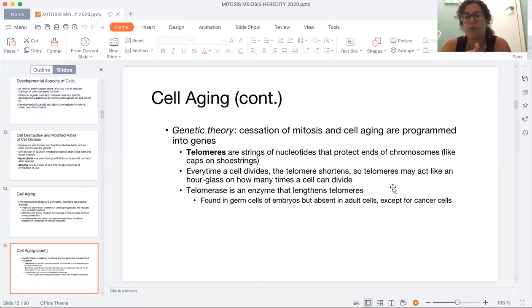There's an enzyme called telomerase, and what it does is lengthen telomeres. It's only found in germ cells of embryos and absent in adult cells, but we do see it in cancer cells. This is how cancer cells are able to survive. So a lot of people are trying to study this to figure out how we can prolong our longevity.